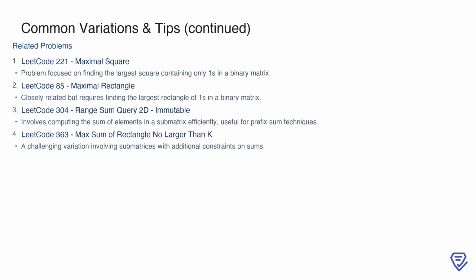For those interested in optimizing submatrix calculations, LeetCode 304, Range Sum Query 2D Immutable, introduces the concept of efficiently computing sums within a 2D submatrix using prefix sums. Finally, LeetCode 363, Max Sum of Rectangle No Larger Than K, is a more advanced variation that involves additional constraints on the sum of submatrices. Exploring these problems will not only strengthen your problem-solving skills but also prepare you for a wide range of variations that could come up in interviews.